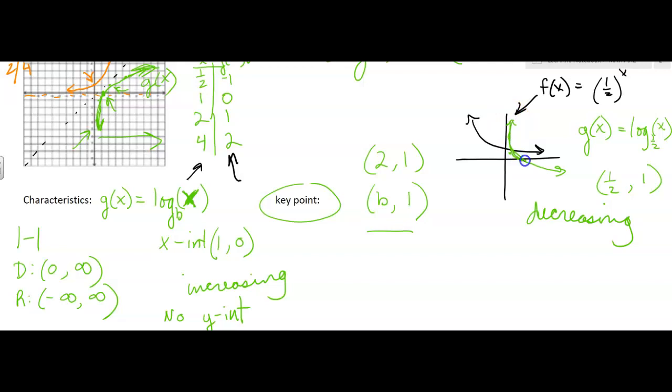Oh, I didn't talk about the asymptotes. Well, one asymptote, and the asymptote is going to be the y-axis here. So the asymptote is x equals 0. That's a vertical asymptote, by the way. And it's the same on the other graph that we have. So the asymptote here is also x equals 0. Okay, so I think we talked about all the characteristics for this, and we'll leave it at that.